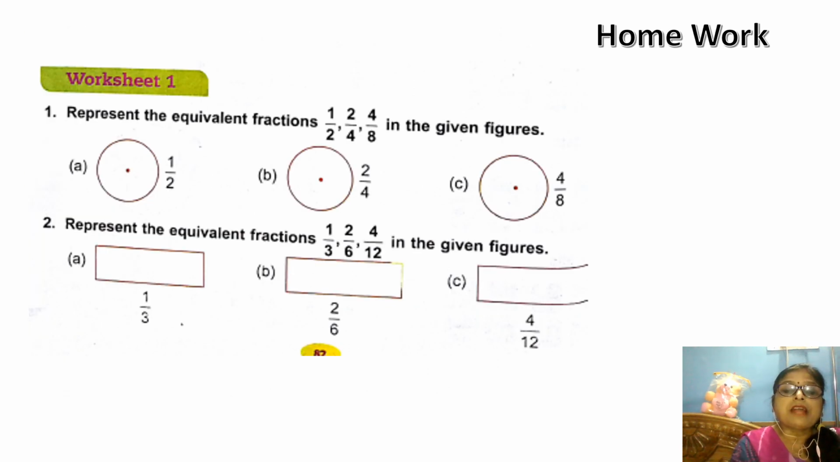Students, it's the time of homework. So worksheet 1 is your homework. Your question number 1 is, represent the equivalent fractions 1 by 2, 2 by 4 and 4 by 8. A circle is given here and you have to write here the equivalent fractions. You represent it with the equivalent fractions. So draw 1 by 2, 2 by 4 and 4 by 8.